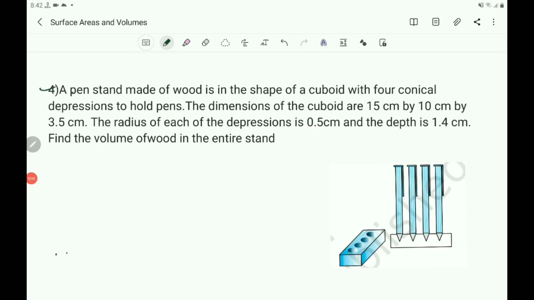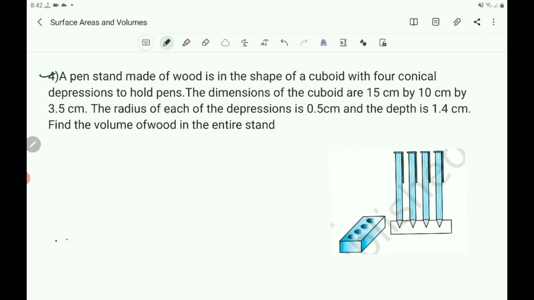Now the fourth question. What is that? A pen stand made of wood is in the shape of a cuboid with 4 conical depressions to hold pens. The dimensions of the cuboid are 15 cm by 10 cm by 3.5 cm. The radius of each of the depressions is 0.5 cm and the depth is 1.4 cm. Find the volume of wood in the entire stand. Here to find the volume of the wood in the entire stand, get the volume of the complete cuboidal box, and from that volume you have to subtract 4 into the volume of each conical depression.